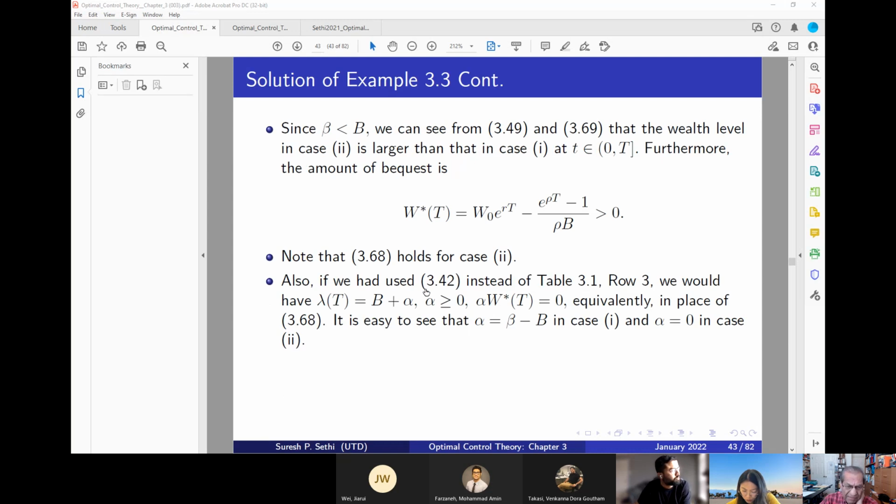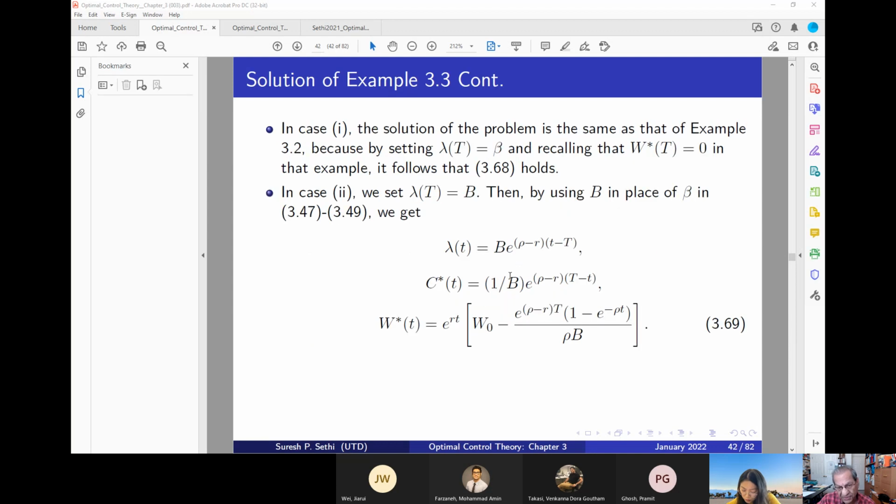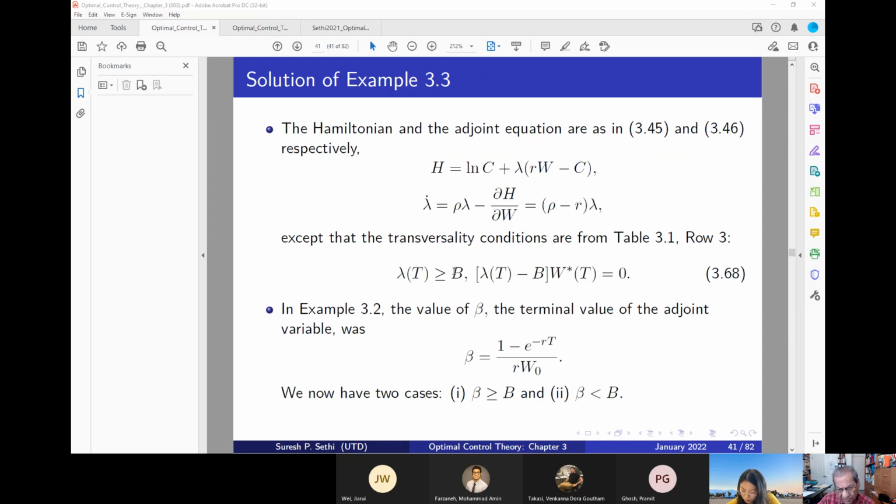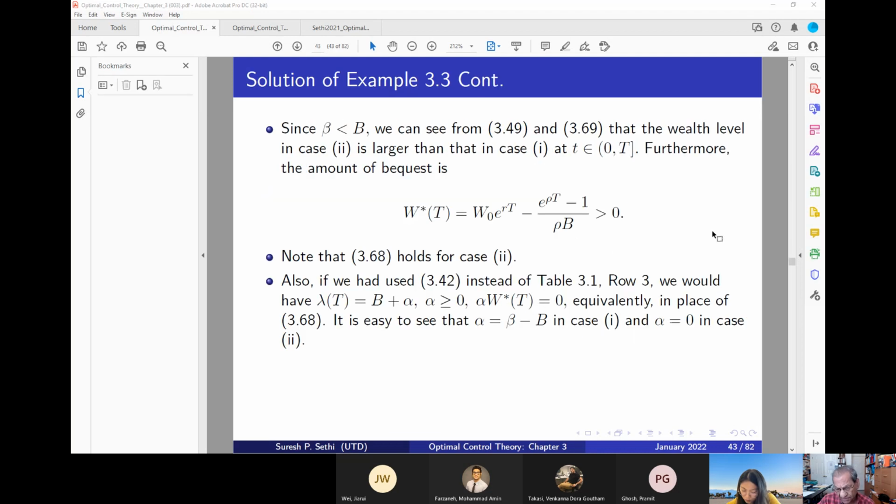Yeah, this basically says that instead of using what we did, we can also use 3.42 of table 3.1. What we use is that big table at the end that we left last time, but we can go all the way to the box, which is called the maximum principle, which is the same. There lambda T is B plus alpha. So this condition can be written in terms of alpha, because if this is B plus alpha, then this will be exactly alpha, and alpha times W star T equals 0, and so that's what that is. So they are the same.